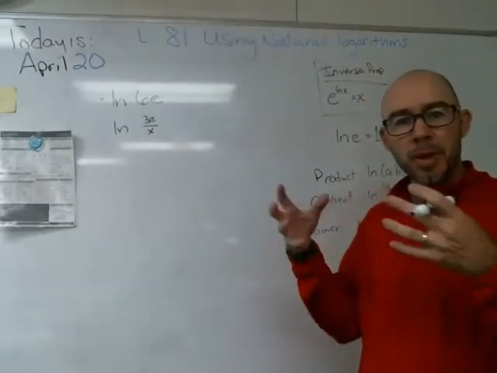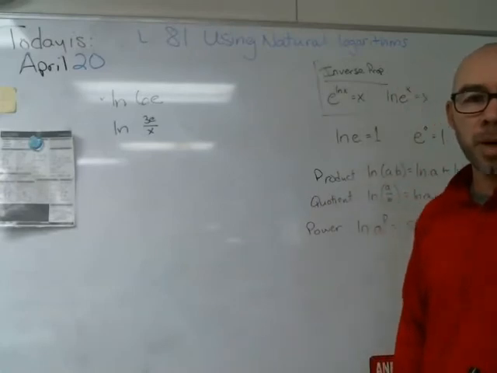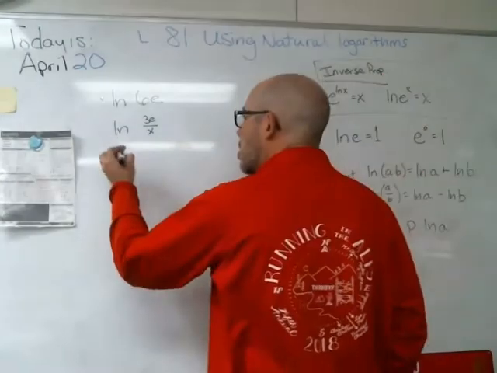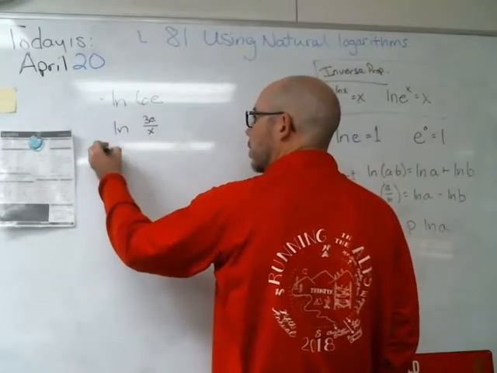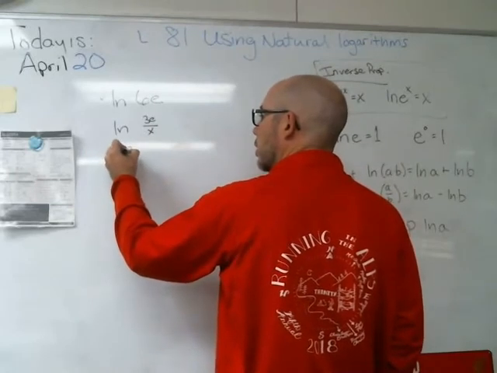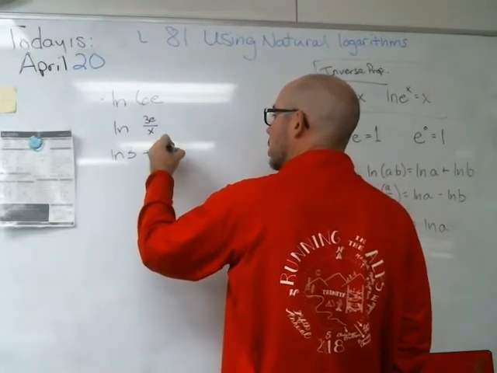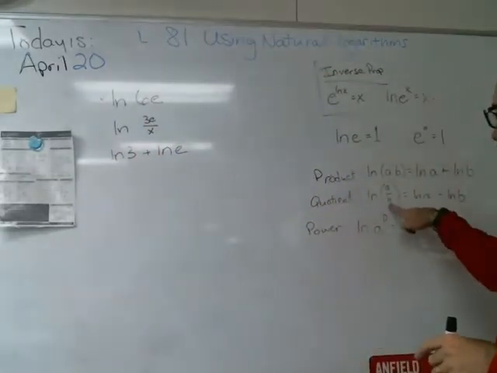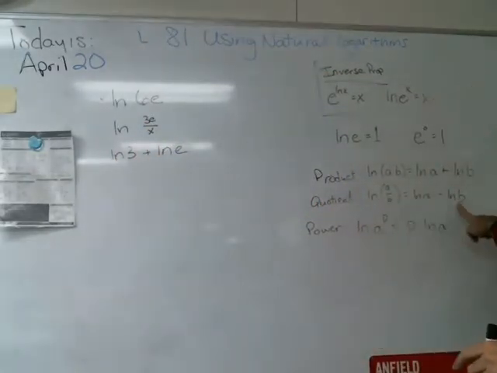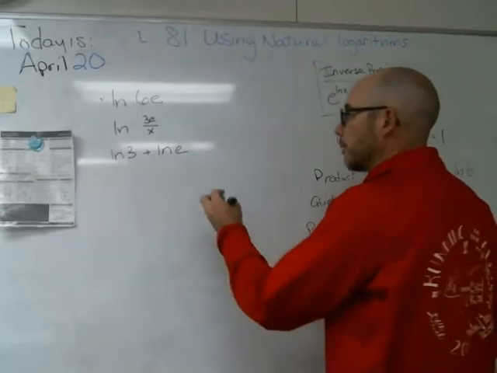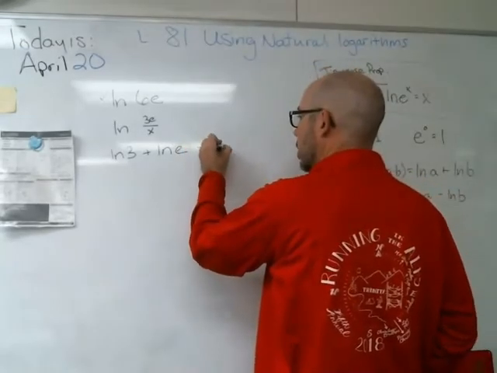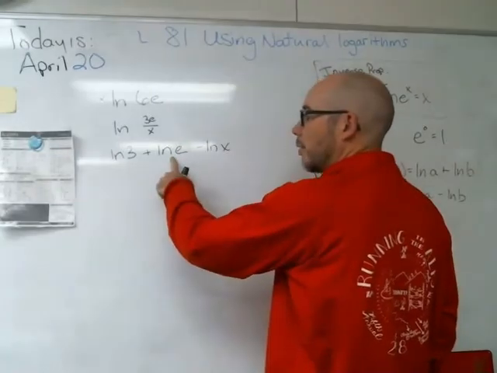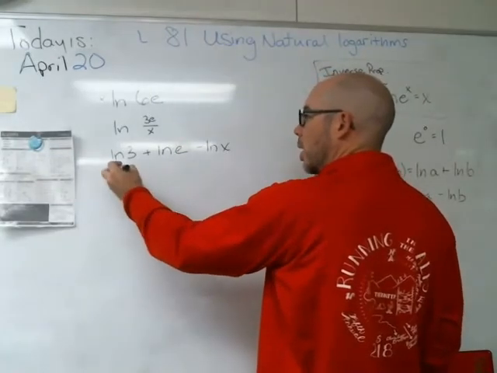So how would we pull that apart into more pieces that maybe we can solve for parts of it? Well, let's do the top part first. We would have the natural log of 3 plus the natural log of e. And then anytime we've got the quotient part, it becomes minus the natural log. So it'd have minus the natural log of x. And as we had in the first problem, natural log of e is just 1.